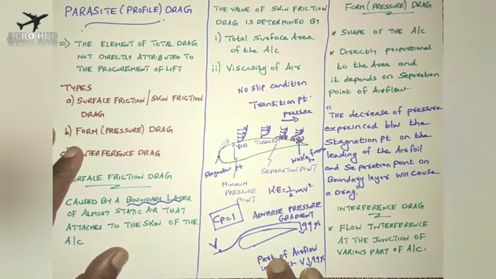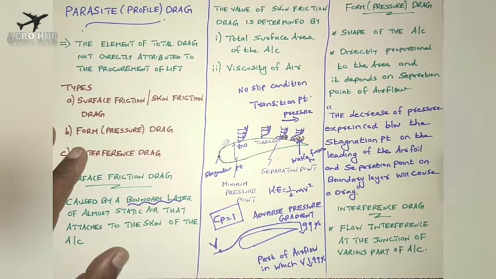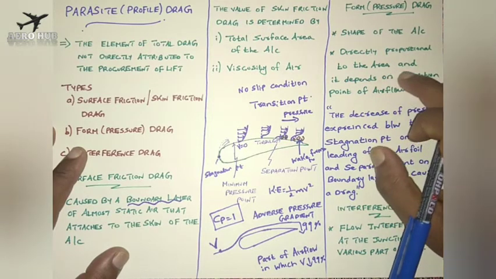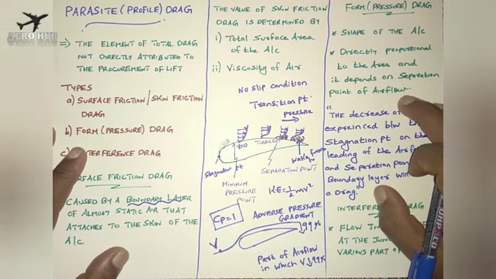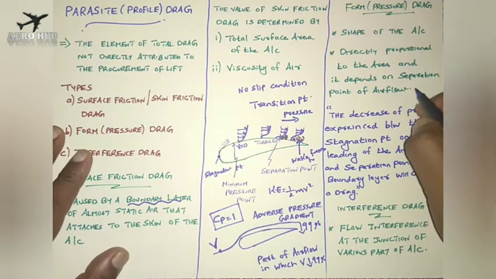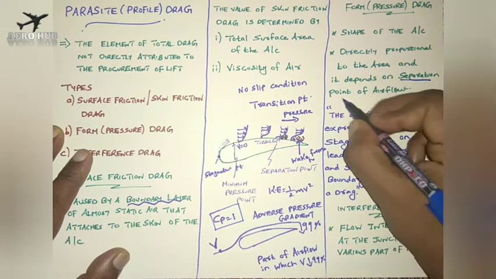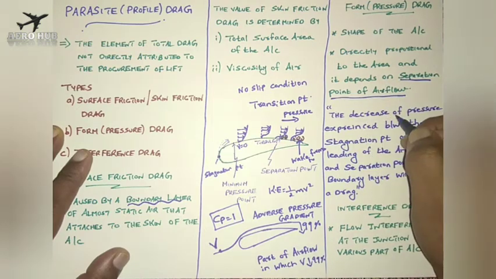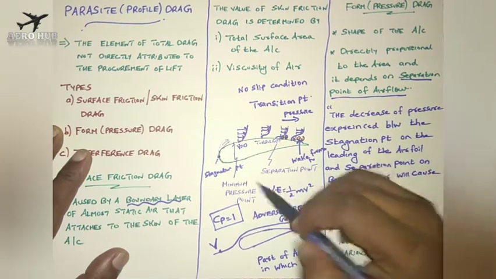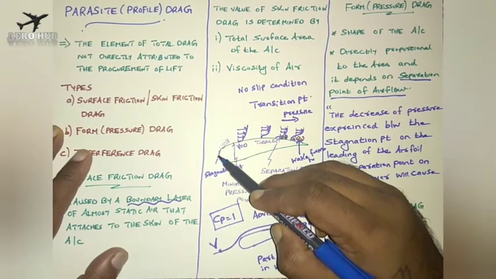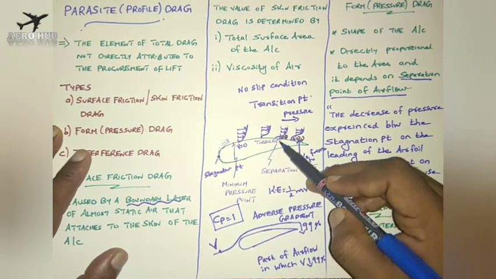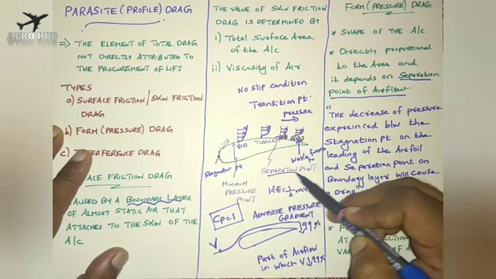Now the next drag is called pressure drag. It is also called form drag. It is mainly related to the shape of the aircraft, is proportional to the area, and depends upon the separation point of the flow. This is one of the important points: it mainly depends upon the separation point of the airflow. You can see here this is a point called the stagnation point, and this point is called the separation point.